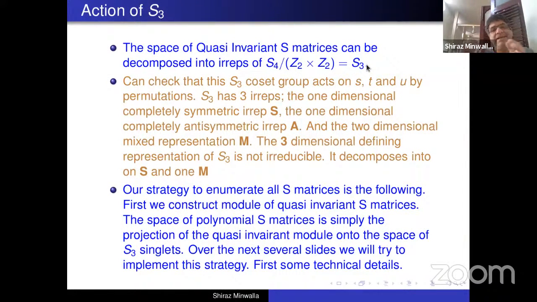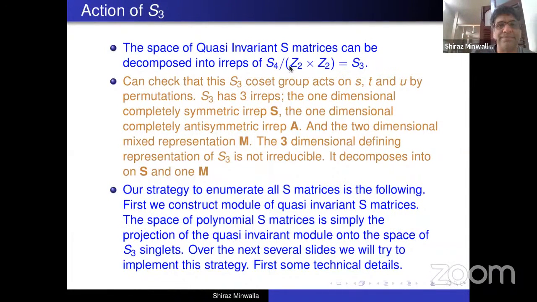And in fact, Z2 times Z2 is a normal subgroup of S4, so it doesn't matter whether you mod it out from the left or the right. This is a very robust relation. If it was a less nice subgroup, I would have to tell you more about what this modding means, but for this subgroup, I don't. However you do it, you'll get the same answer. Okay, so S4 mod Z2 times Z2 is S3.